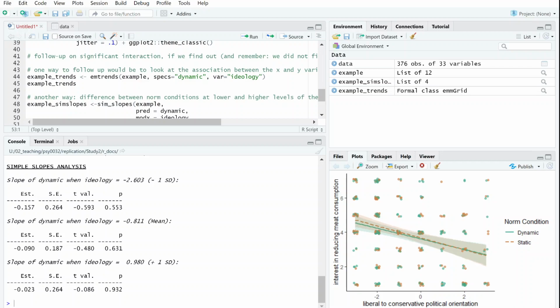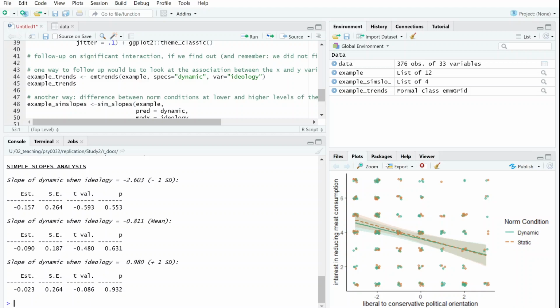And then same thing here, but now we're going to look at one standard deviation above the mean for political ideology, so at a value almost near 1, okay? And if I go to that point in this graph, you can see that those lines are pretty close to overlapping. There is a very small difference here of minus 0.02. That difference is clearly not statistically significant based on this p-value. And so we really can't conclude that there's a norm condition effect there either, okay?